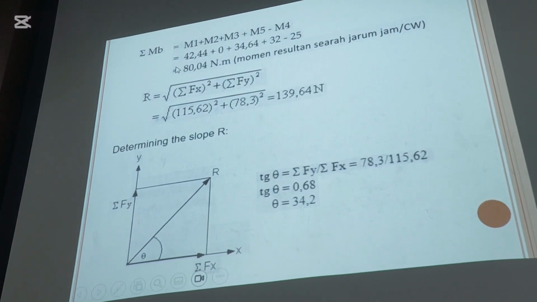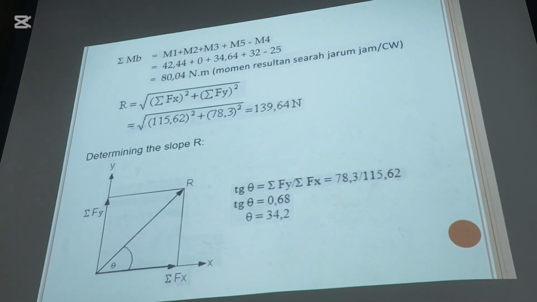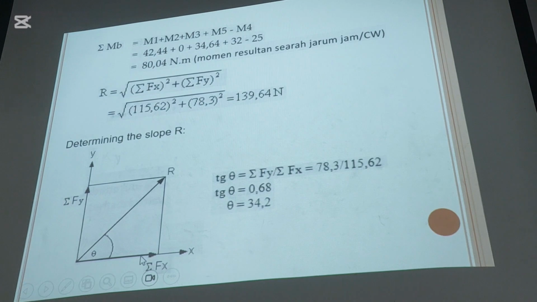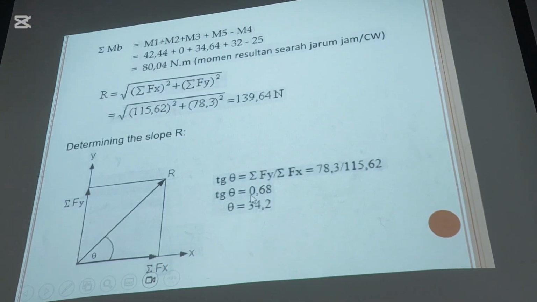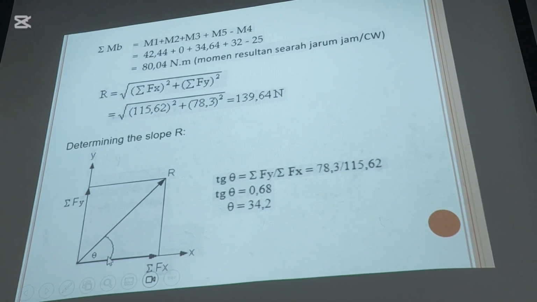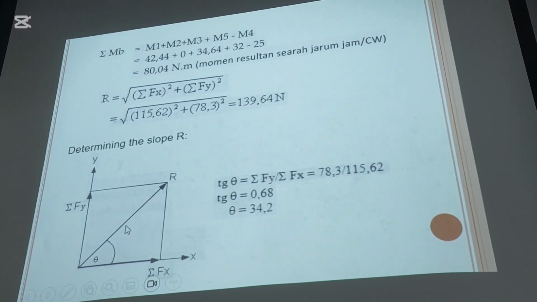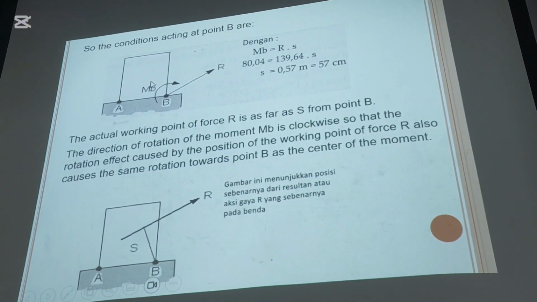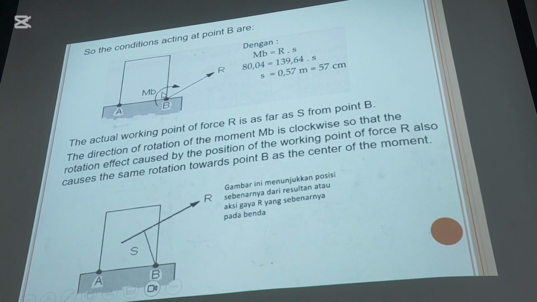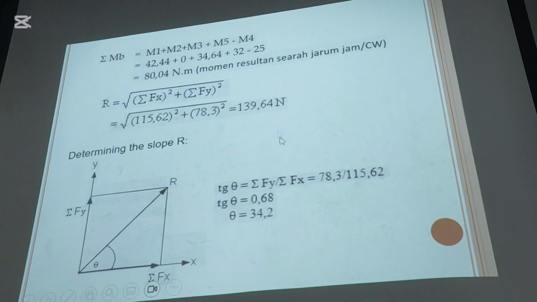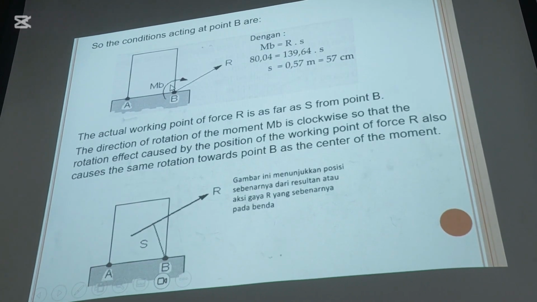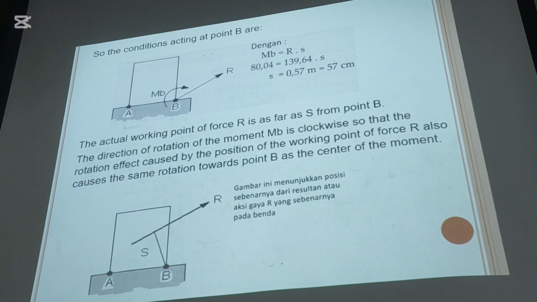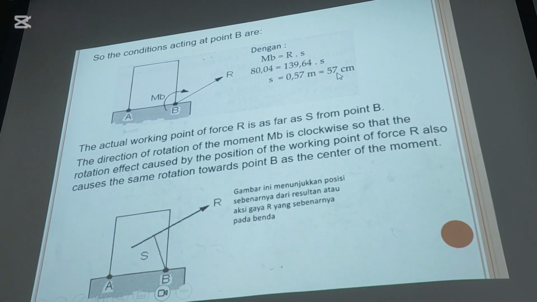Okay, and now after that, since we know the resultant, we find the direction of R. Based on Fx and Fy, we find R, and then with tan theta, we know the theta in this case. So we know where R is, this theta. And don't forget that we also have this moment, so we do have this R and moment. R was 139, the moment was 80. 139 and 80. So therefore, we need to find the S. S is found out to be 57.